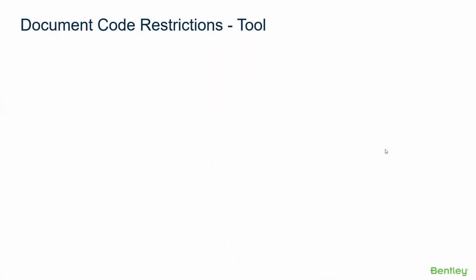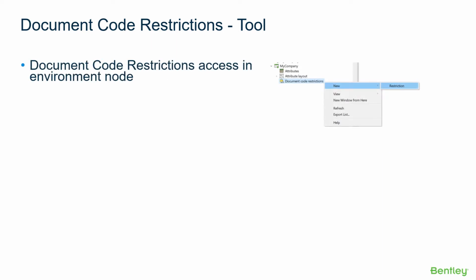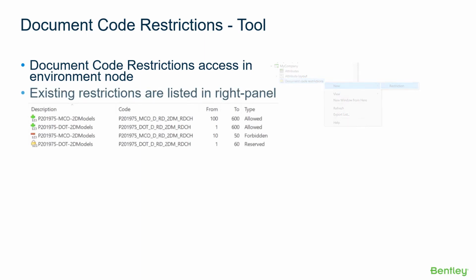Now let's look at the document code restrictions tool you'll be using. First, it's accessible from the environment node by right-clicking the document code restrictions and creating a new restriction. If you already have restrictions created, on the right panel, it will display all document code restrictions for that environment.